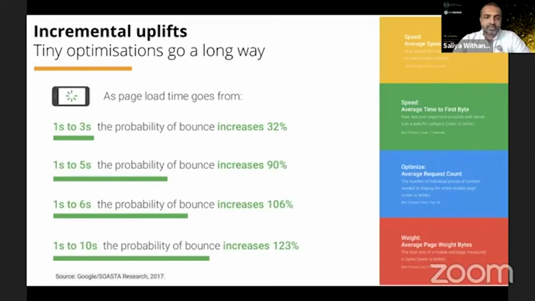For example, if your page load time goes from 1 second to 3 seconds, your bounce rate will increase by 32%, which is not good. If it increases from 1 to 5 seconds, it goes up to 90%. If it goes from 1 to 10 seconds, it goes up to 123%. So this is the kind of impact. You can reverse that and see, if you reduce from 10 to 1, it'll reduce the same amount of bounce.